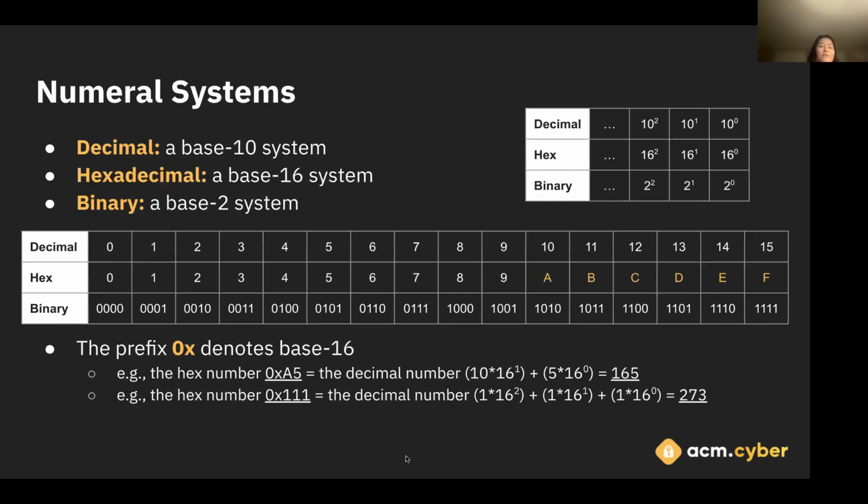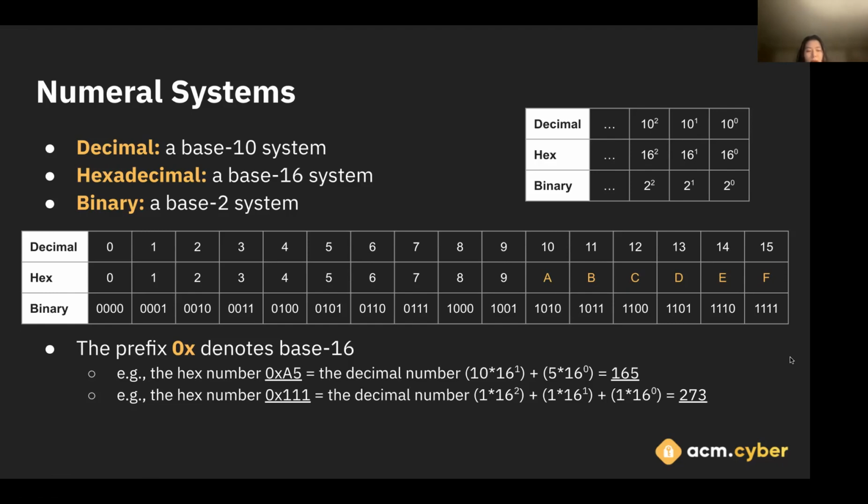We're going to start off with a little bit about numeral systems, just a quick overview of three important ones: decimal, hexadecimal, and binary. Decimal is a base 10 system, hexadecimal is a base 16 system, and binary is a base 2 system. What this basically means is, if you look at the table in the top right-hand corner, what you would typically think of as the ones place is the 10 to the 0 place. In hexadecimal, that would be 16 to the 0, or 2 to the 0 for binary. Then you go to the tens place: 10 to the 1, 16 to the 1, 2 to the 1, and so on.